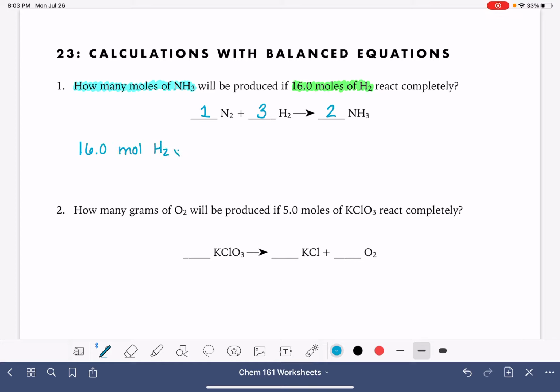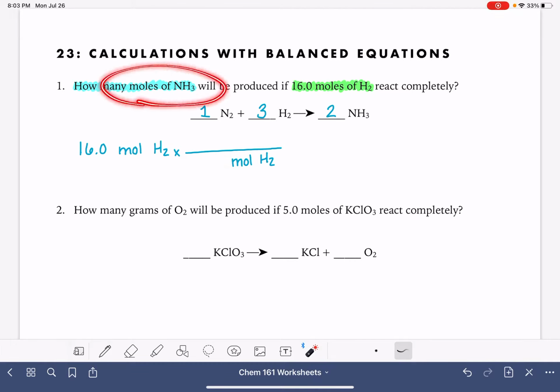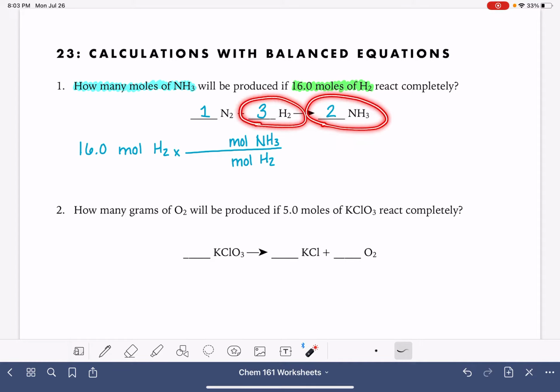So we're going to start by writing that out, and then just like any unit conversion problem, the next thing we want to do is multiply by a conversion factor that allows us to cancel out that unwanted unit. The unwanted unit is moles of H2, so we're going to put that at the bottom of this conversion factor, and we want to convert into our desired unit, which is moles of NH3, so that's going to go up on top. In this conversion factor, we're going to fill this in using the stoichiometric coefficients from the balanced equation.